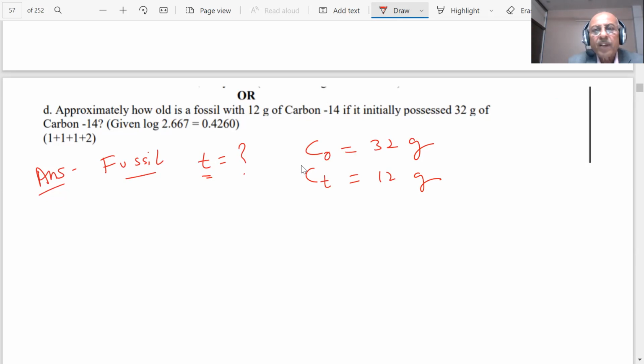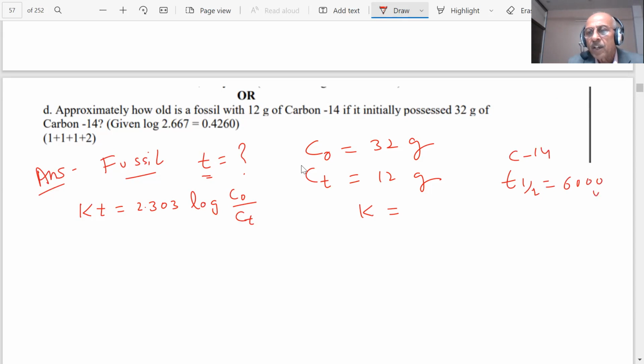And log value is given. This is asked for C14 isotope. We have given you the formula. kT is equal to, student, 2.303 log of C naught by CT. So k we have already calculated when half life is given for C14. Half life is how much? 6,000 years it takes to become half. So what is the value of k then? 0.693 by t half, which is 0.693 by 6,000 years.